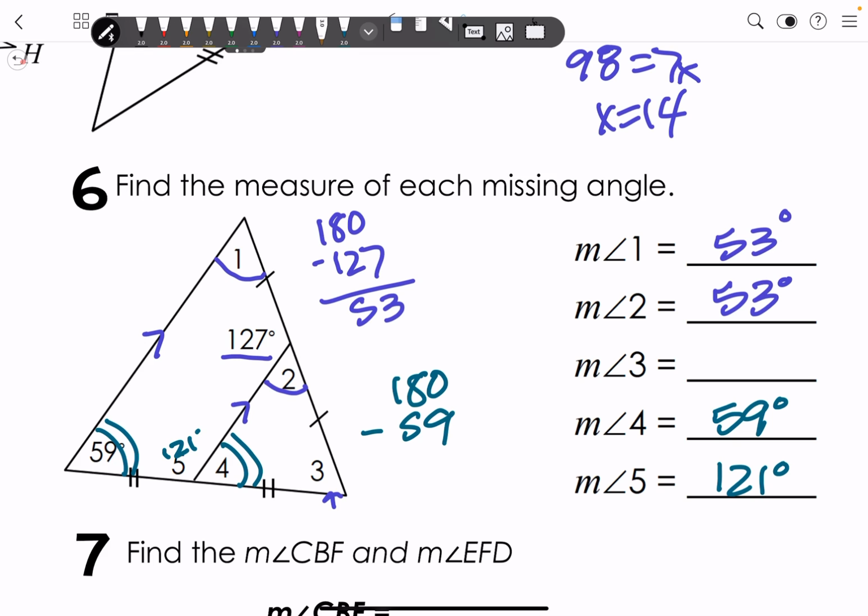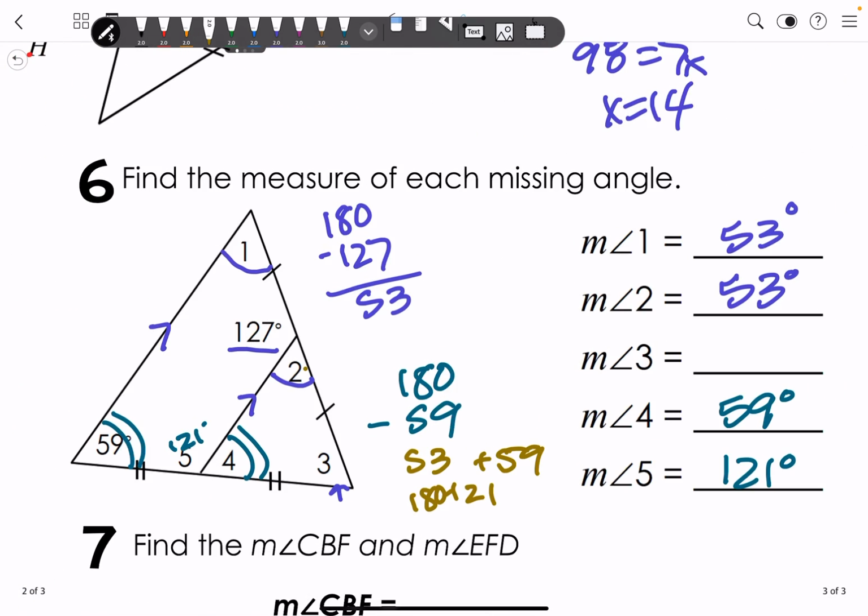And then lastly, we can use our triangle sum theorem for this last one. We can add up angle 2, which is 53, and then angle 4, which is 59, and whatever we get from that, which by the way is 121, and subtract it from 180, and that will be angle 3. And I believe, oops, that is not 121. That's where my math went wrong. So it's 180 minus 53 plus 59. That's going to be 10.